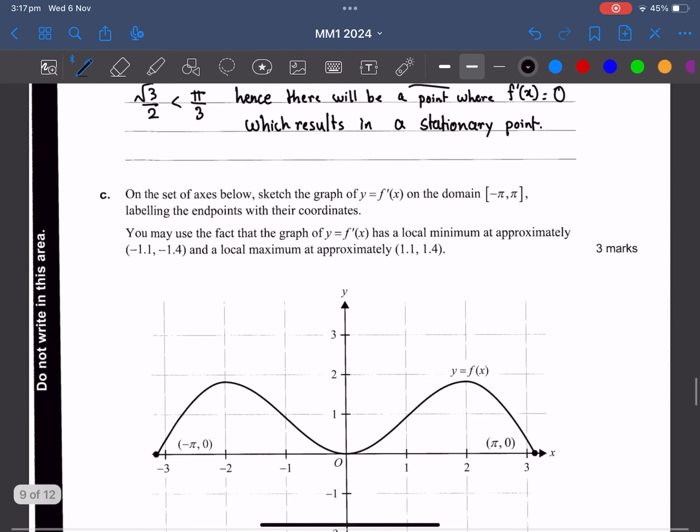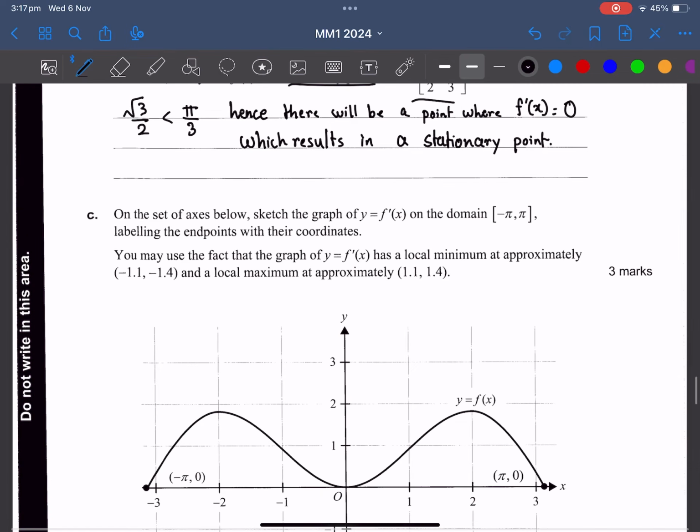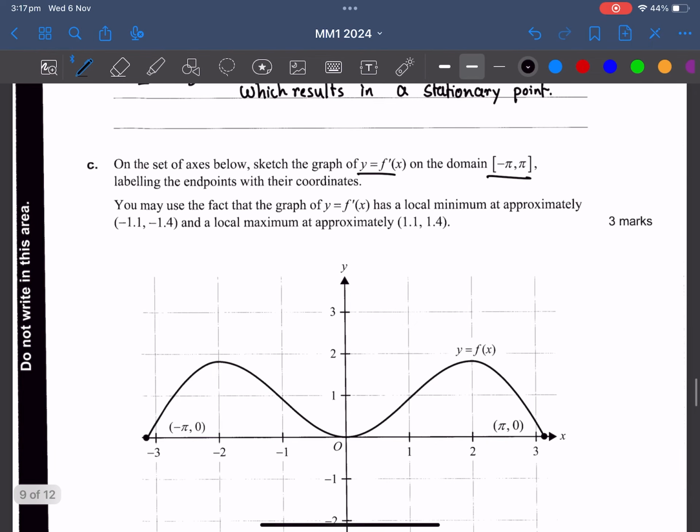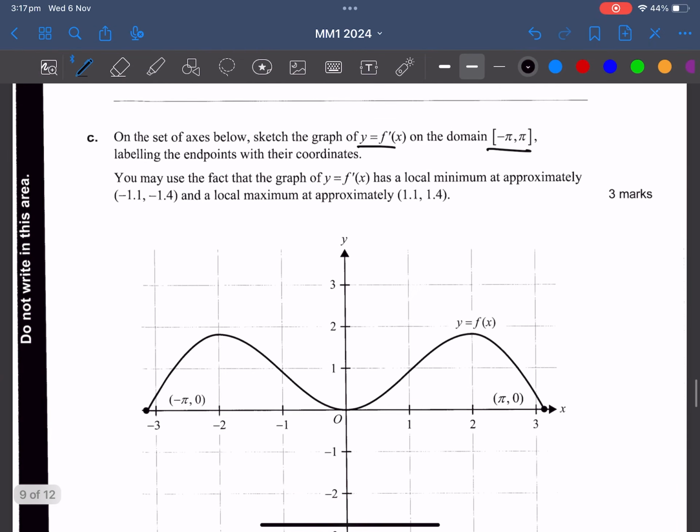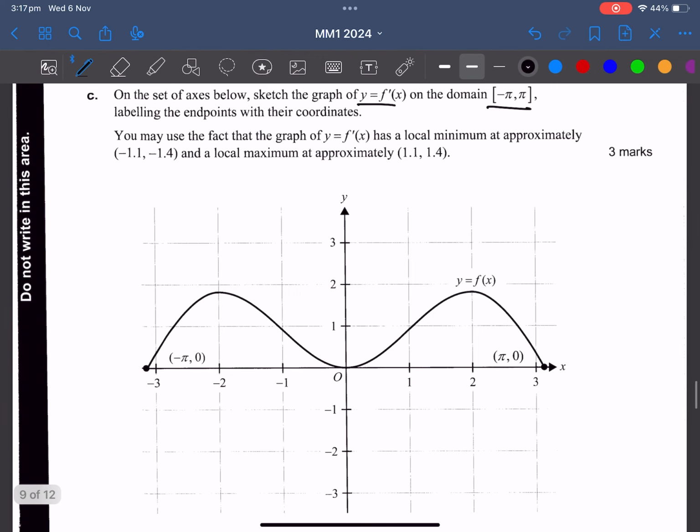Okay, so on the set of axes below, sketch the graph of y equals f dash of x on the domain this, labeling all the endpoints with their coordinates. You may use the fact that the graph of this has a local minimum approximately at negative 1.1, so somewhere here, and negative 1.4, so somewhere here, and 1.1 and 4, so somewhere here.